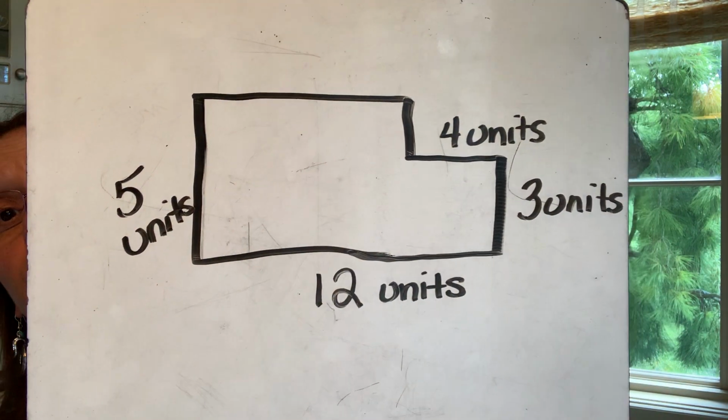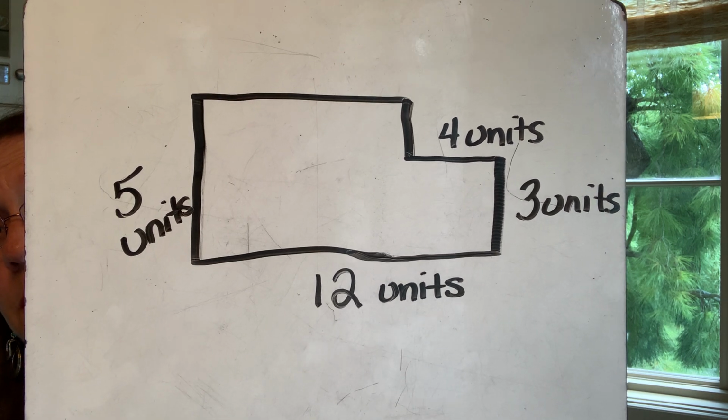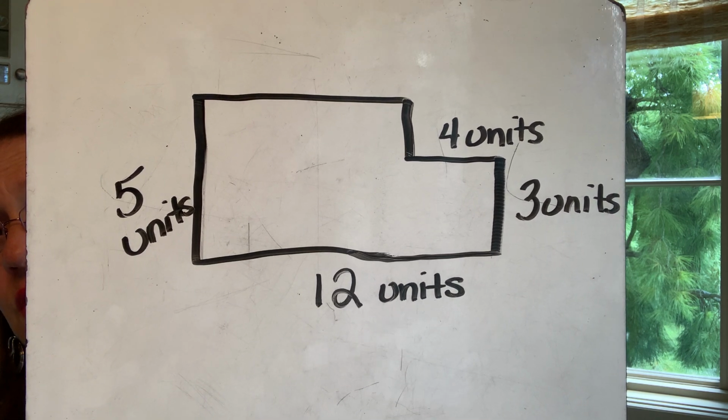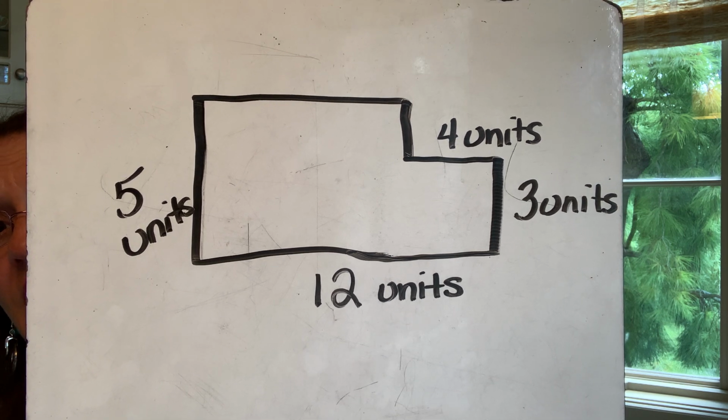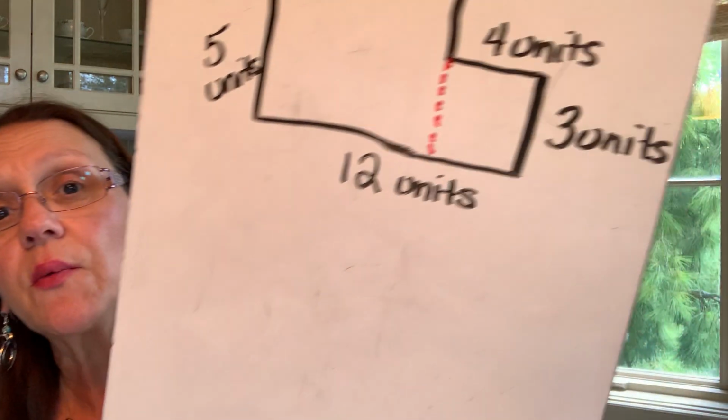So when you are using a formula, let's say for example, I want to find the area of this figure. First of all, it's not a regular figure, but it is made up of two regular figures. So if I split it into two figures, I can find the area of both and then add them together. So that's what I'm going to do. I'm going to split them right here. You can see my red line there.